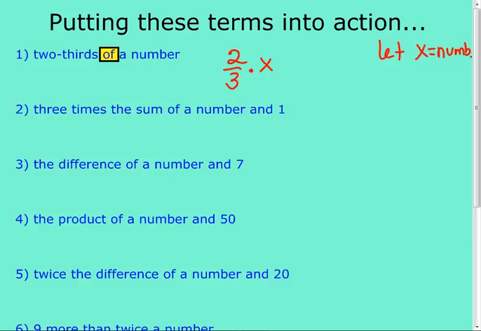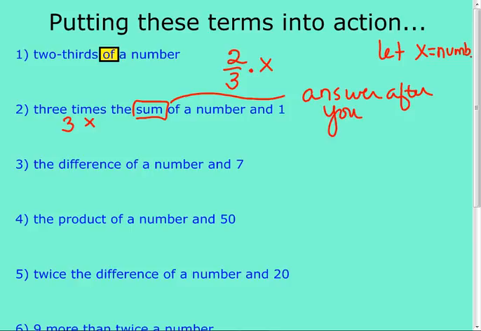Okay, it says 3 times, that's a time sign. I'm almost going to translate this directly. The sum. What does sum mean, really? It's the answer after you've added. So when I do the sum of a number and 1, I've got to do that before I multiply by 3. I got to get the answer. So I have to use parentheses.